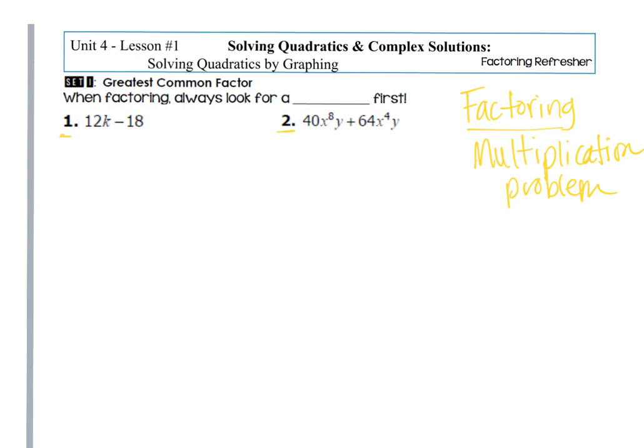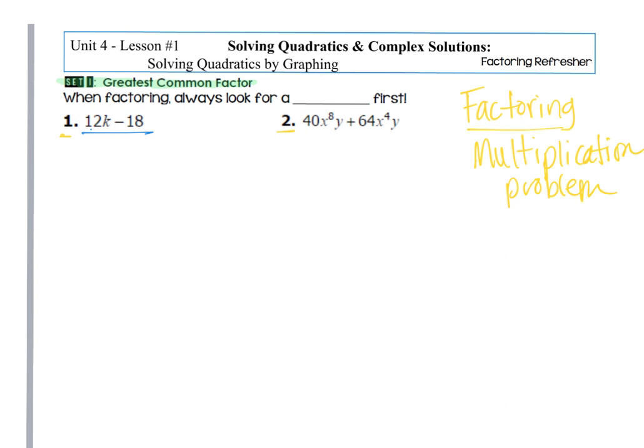The first type of factoring that we have in set 1 is factoring by taking out the greatest common factor. This is always something you should check for first when you're doing any type of factoring. Let's look at number 1: 12k minus 18. I'm looking for the greatest common factor for the number parts first, 12 and 18. We did this in our Algebra 1 review. What's the largest number that goes into 12 and 18? A lot of times I told you to check if the smaller number, 12, goes into 18, and it does not go into it evenly. So the number we are looking for is going to be lower than 12. The next number that goes into 12 would be 6.